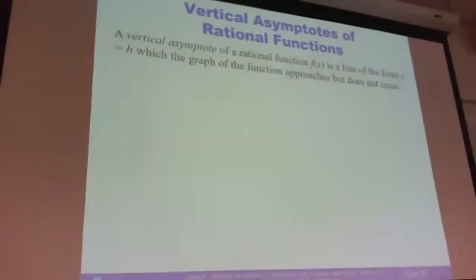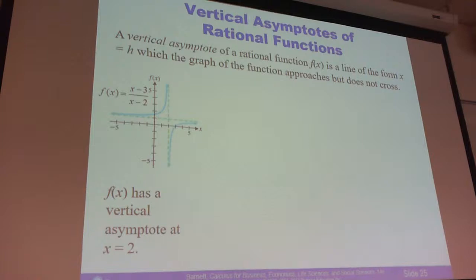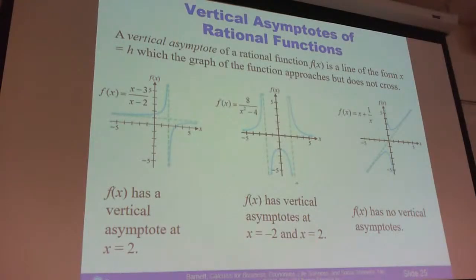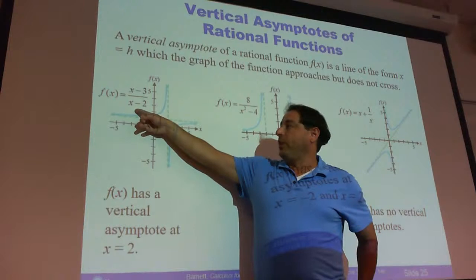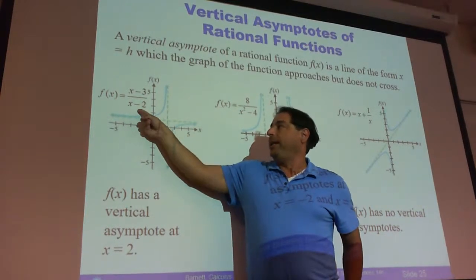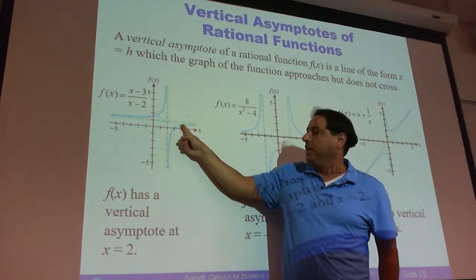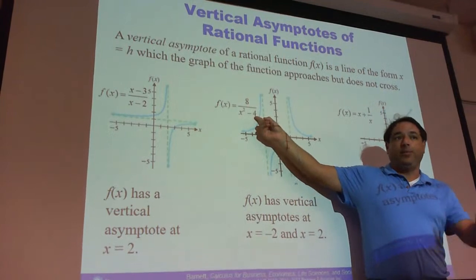A vertical asymptote of a rational function is a line of the form x equals h, which the graph of the function approaches but does not cross. So a vertical asymptote is basically a vertical line where the graph does not touch. So in these three examples, notice in the first example, f of x equals x minus 3 over x minus 2. What can x not be? 2. And what happens at 2? The graph comes really close but doesn't touch. It's undefined at 2.